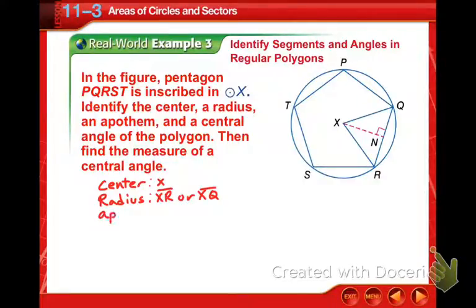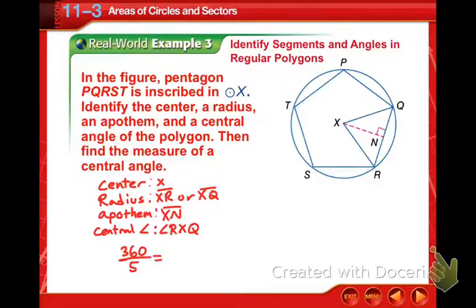We also have to find an apothem, and one of those is given to us as XN. And then our central angle is angle RXQ. The measure of that angle, you take 360 and you divide it by however many sides of the pentagon there are. There are 5 sides to a pentagon, so 360 divided by 5 gets you 72 degrees. So there's all the things it wanted us to find.